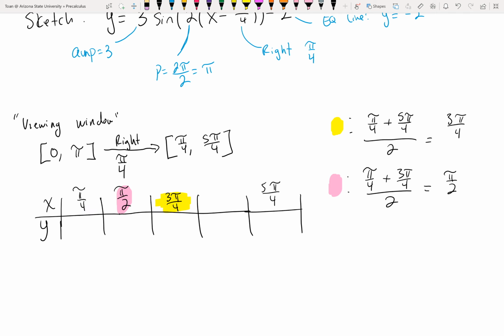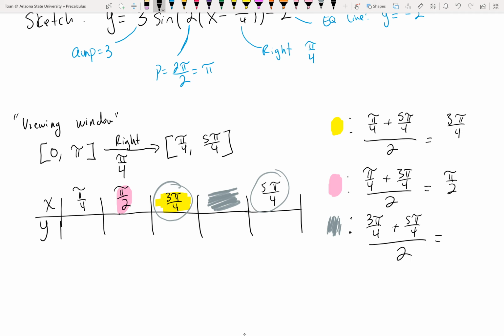And then to figure out, I'm running out of colors, I'll just do this guy here. To figure out this guy, I need to figure out the averages of these two. So I need to do the averages of 3 pi fourths and 5 pi fourths, all over 2. So that's going to be 1 full pi. So there we have it. We have our special values.